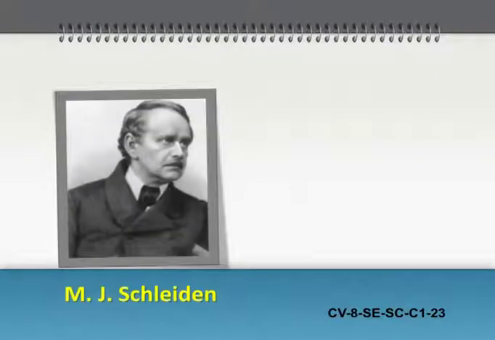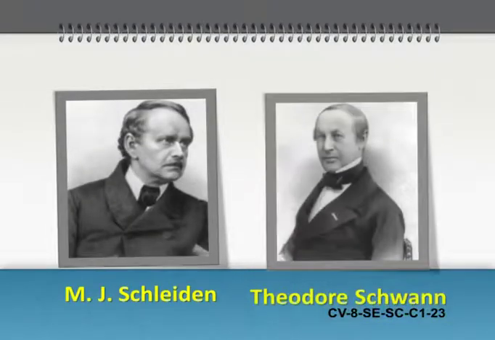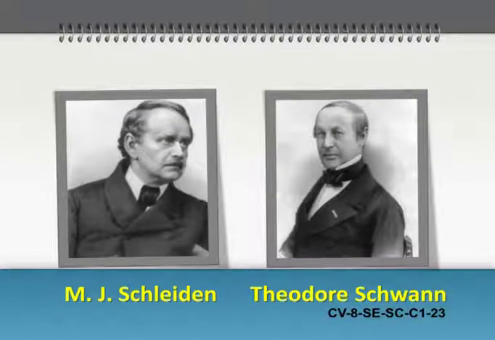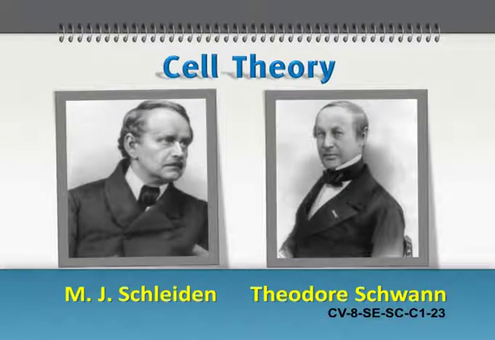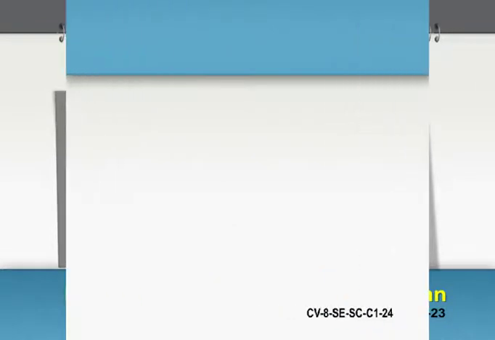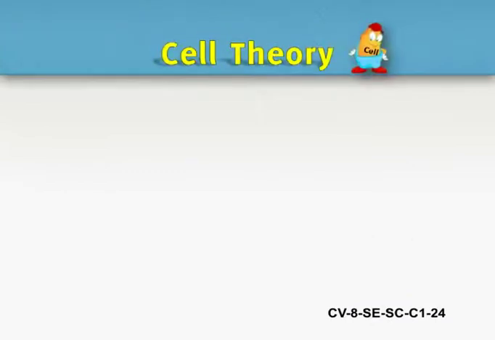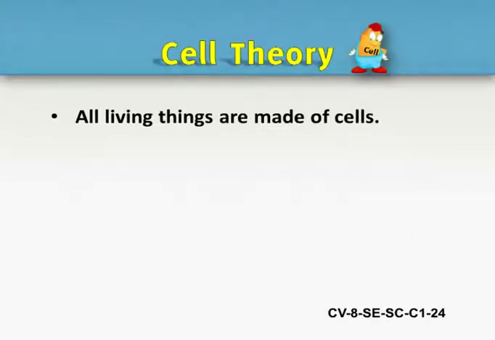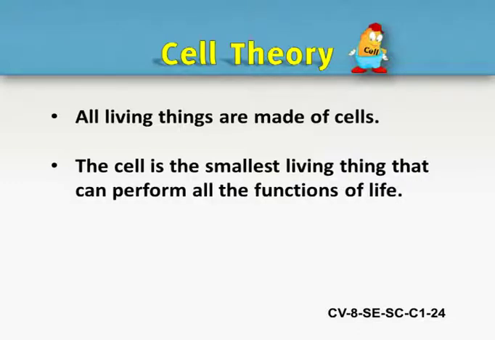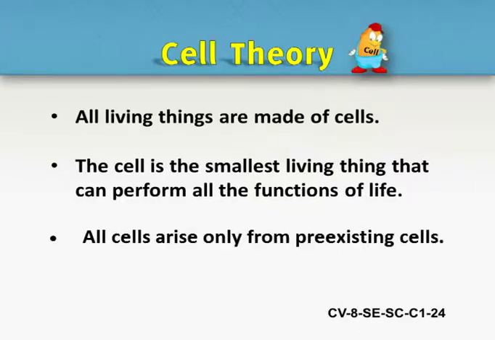Children, in the year 1839, Matthias Schleiden, a botanist, and Theodor Schwann, a zoologist, proposed the cell theory. According to cell theory, there are 3 major points. All living things are made up of cells. The cell is the smallest living thing that can perform all the functions of life. Children, all cells arise only from pre-existing cells. Yes. Now you copy all these points.